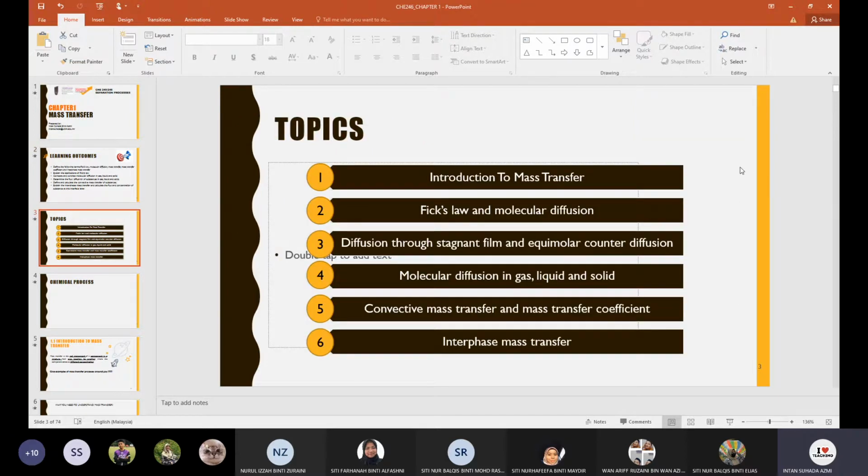For this chapter, we have 6 small subtopics. The first one is introduction to mass transfer. Second, Fick's law and molecular diffusion. Third, diffusion through stagnant film and equimolar counter diffusion. Next, you will learn molecular diffusion in gas, liquid, and solid. Fifth, convective mass transfer and mass transfer coefficient. And the last one, you will learn interface mass transfer.